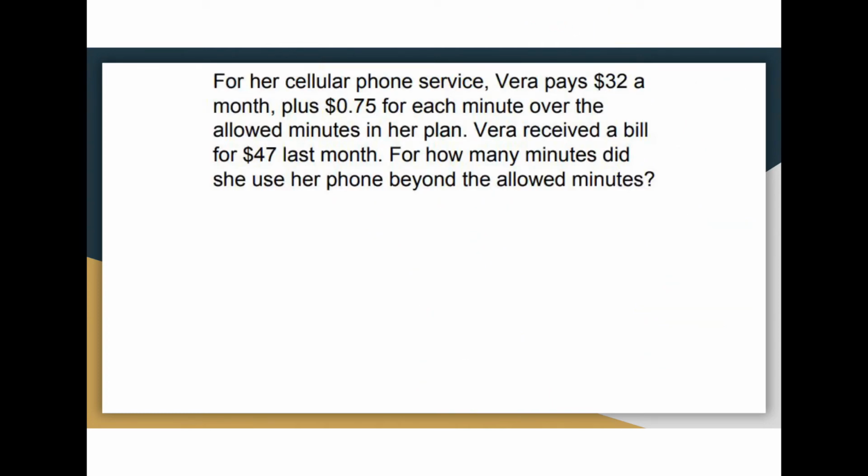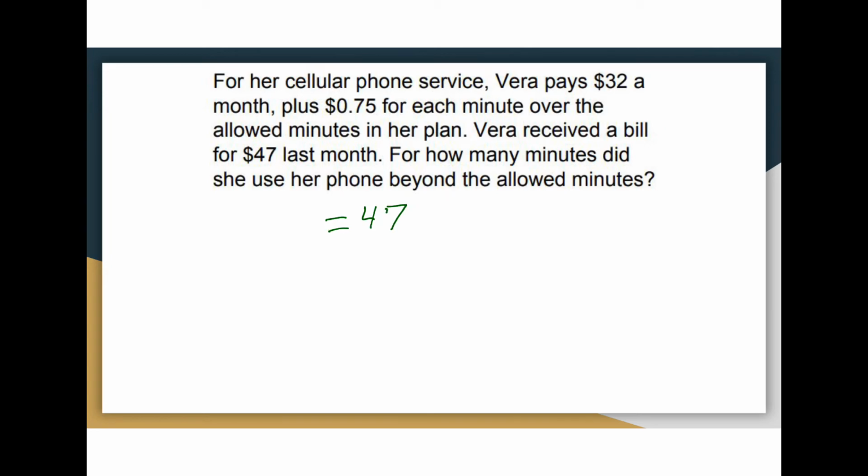And we have ourselves a word problem. For her cellular phone service, Vera paid $32 a month plus 75 cents for each minute over the allowed minutes in her plan. Vera received a bill for $47 last month. For how many minutes did she use her phone beyond the allowed minutes? All right, so we're going to set up an equation here. I know that her total bill was $47, so I'm actually going to start with that. Equals 47.